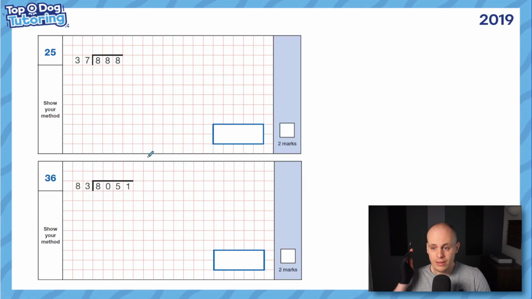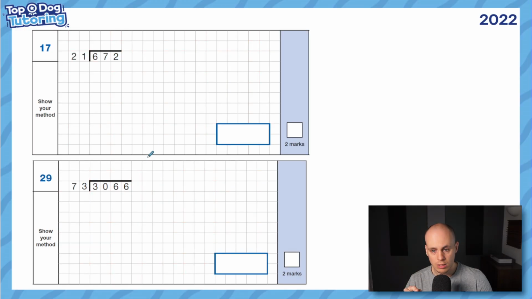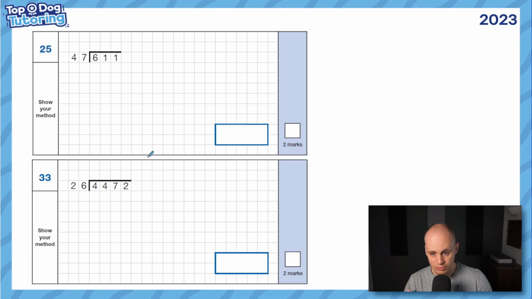Here we go. Have a quick look with me. I'm not going to answer these. We're just going to have a look. I've got 3 SATs papers here. In the 2019 paper, there were two long division questions. Have a look at them. We're going to see if we can see a pattern. Here's the 2022 paper. And here's the 2023 paper.